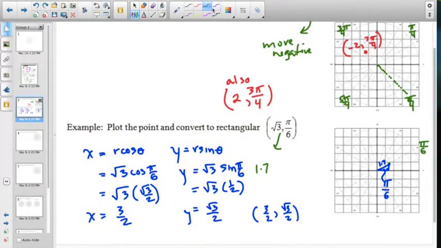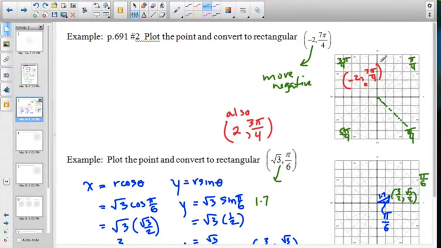So this Cartesian point then is 3/2, square root of 3 over 2. Coming back up here, sorry, I didn't finish this one. Looking at this, we'll just quickly convert these.